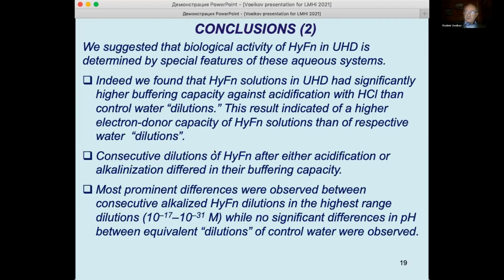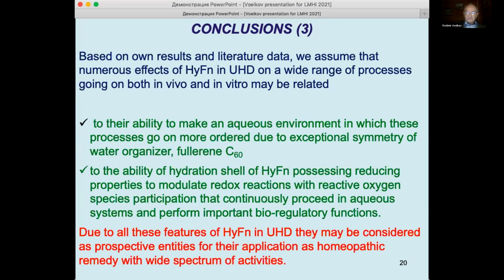Consecutive dilutions of hydrated fullerenes after either acidification or alkalinization differed in their buffering capacity. Most prominent differences were observed between consecutive alkalized dilutions in the highest range of dilutions, while no significant differences in pH between equivalent dilutions of control water were observed.